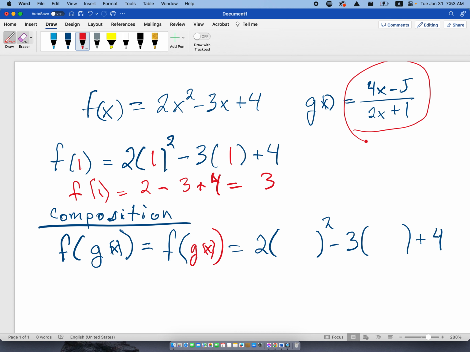But you'll see. And what do we put in here? The whole function of g of x. But now it's psychologically not a problem. We don't have an x going in for an x. We just have this function, 4x minus 5 over 2x plus 1. Now that's going to be a mess to try to square, but we're just going to leave it as is. And 4x minus 5 over 2x plus 1. Okay.